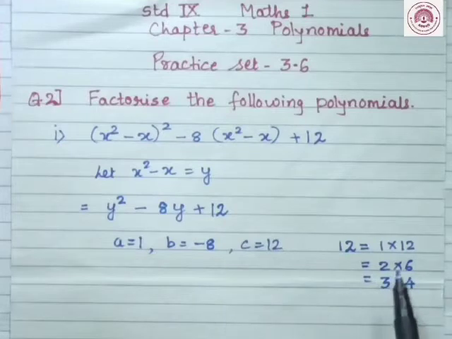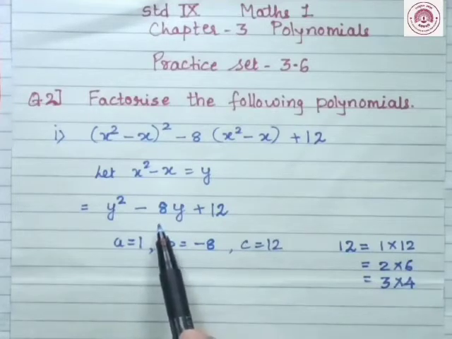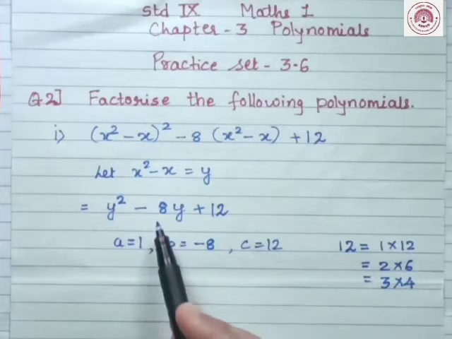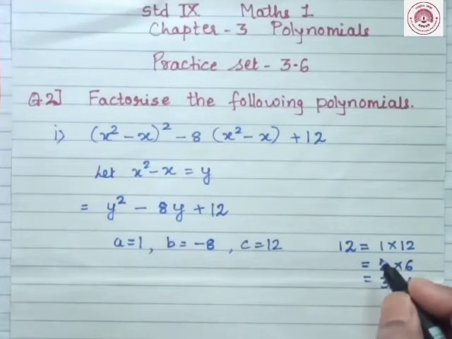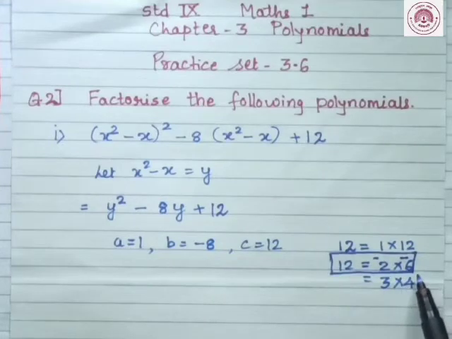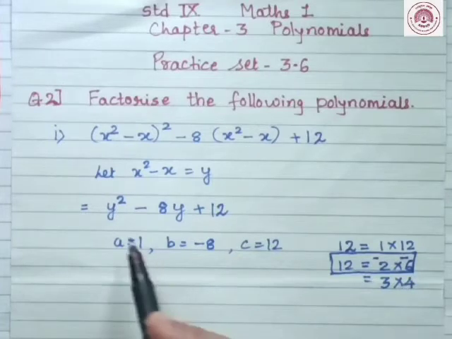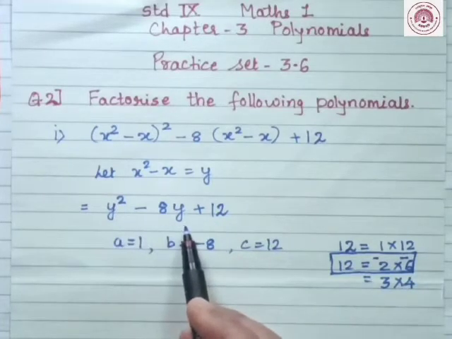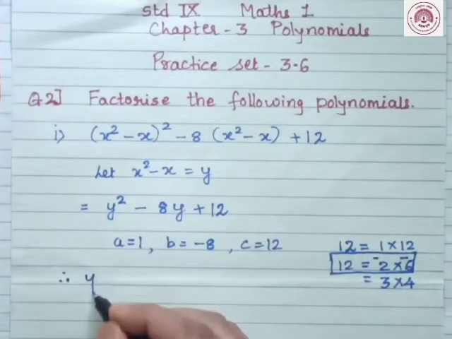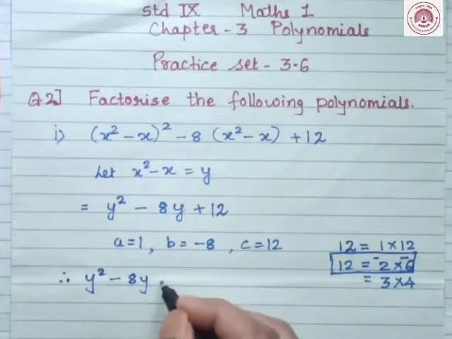Now we have to see which factors will give us negative 8. 1 + 12 will not give us 8. 2 + 6, yes, 2 + 6 will give us 8. Now as the middle term is negative, both the factors will be negative. 12 = (−2) × (−6) is the correct factor. So let's find the factors of y² − 8y + 12.